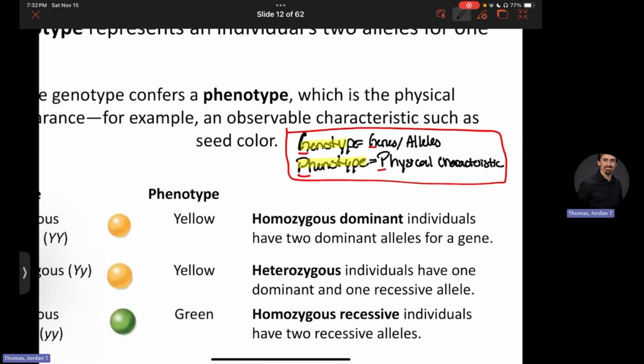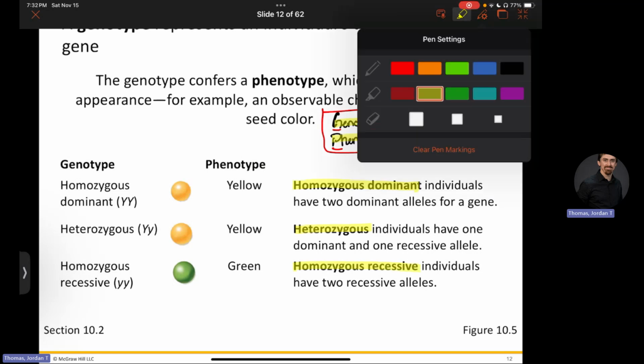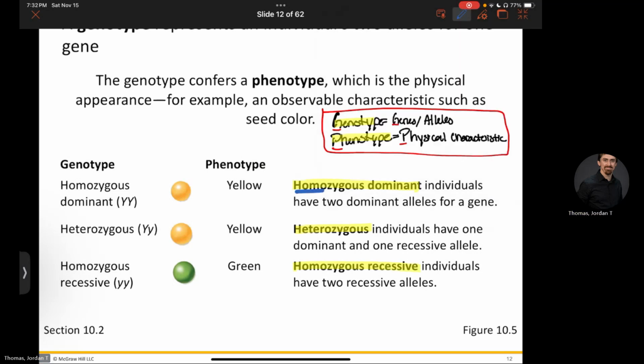So with this, we also have other terms that I do want you to know. This will be on the test as well. Homozygous dominant, heterozygous, and homozygous recessive. So homo means same. So in a yellow seed, we could have a homozygous dominant. Homo means same, dominant has the dominant allele. That means it has two dominant alleles, which is in this example, two big Ys.